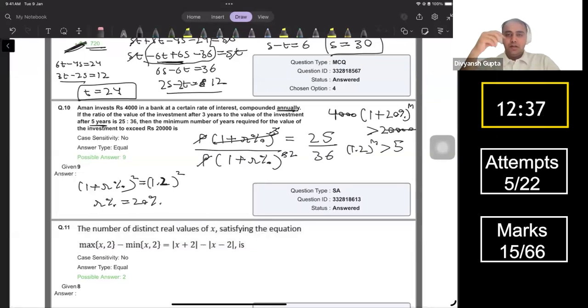So we can solve this. You can either try to take a log, or you can use a calculator and get your answer as 9.